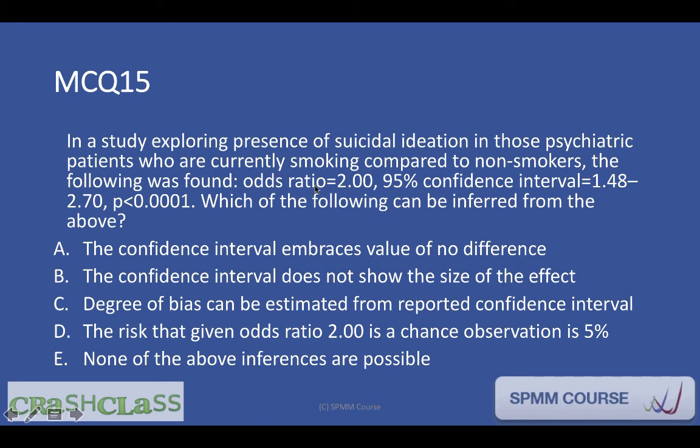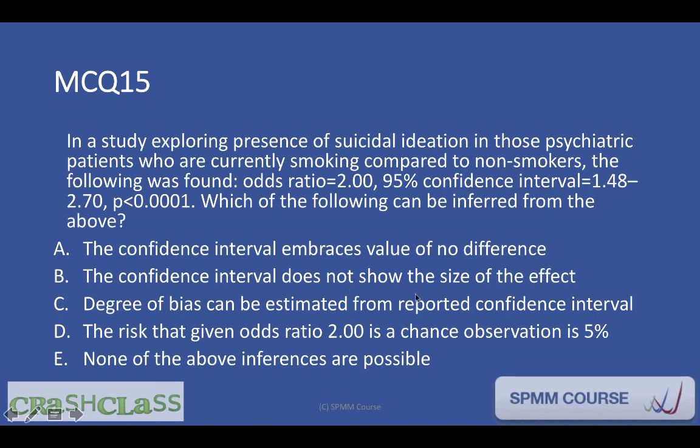For odds ratio, the value of no difference is 1, because whenever a ratio is 1, that means both the numerator and denominator indicate the same value, which means the two groups you are comparing have the same risk value. So odds ratio, if the confidence interval contains 1, that becomes insignificant. 1.48 to 2.7, do you have 1 in between? From 1.48 to 2.7, you don't. So this is not correct. Confidence level embraces value of no difference is not correct.